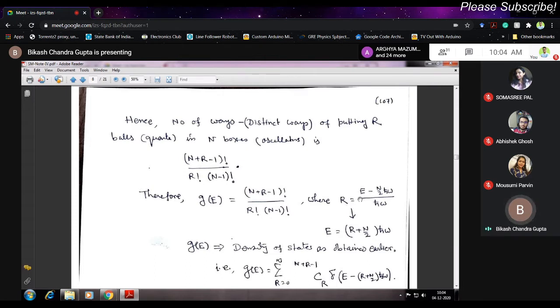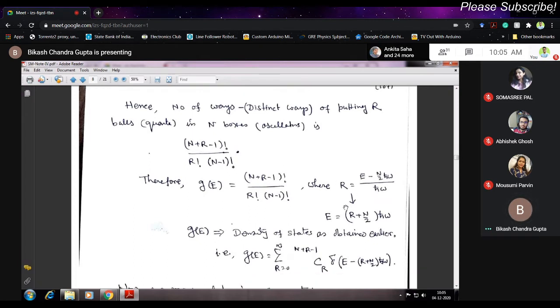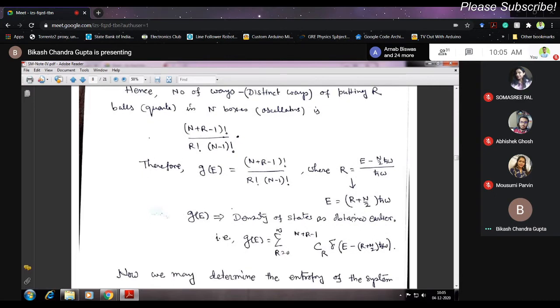If E is the total energy, you have to deduct the ground state energies, these are the background energies that you have to deduct, and then divide by h cut omega, the energy of each quanta, and this is the number of quanta you have, or E equals this. Now the G of E, the density of states, as obtained earlier, G of E equals the sum from r equals 0 to infinity of n plus r minus 1 C r times delta.